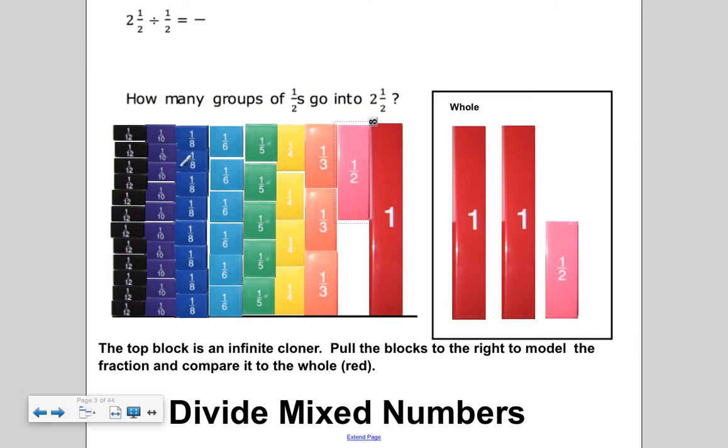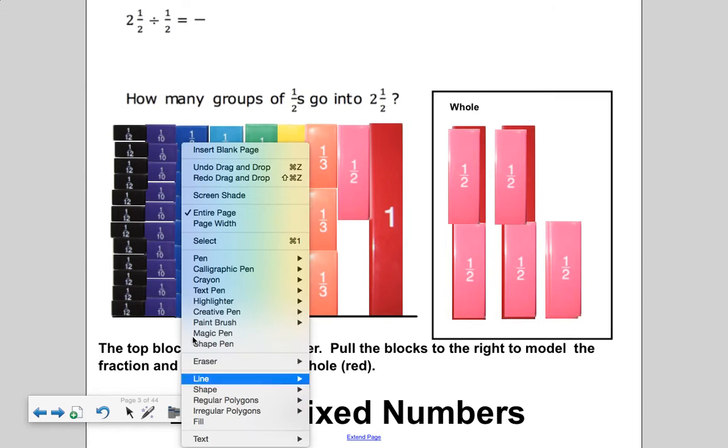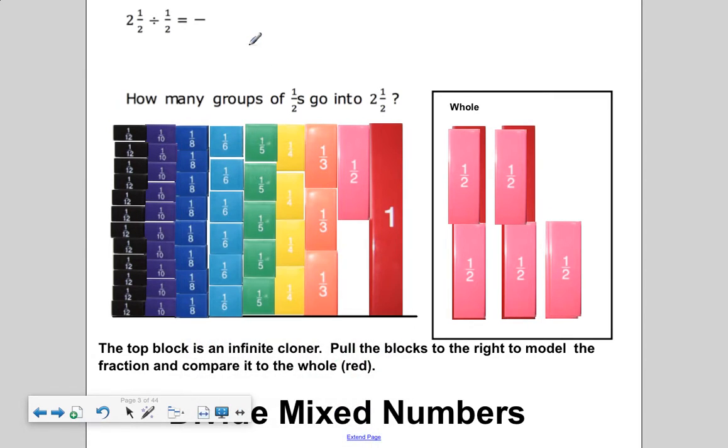So our first example shows 2 1/2 as noted by this picture. I want to divide it into halves. In other words, asking how many halves go into 2 1/2. So let's count. 1 group of half, 2 groups of half, 3 groups of half, 4 groups of half, 5 groups of half. So the answer is 5. There are 5 halves in 2 1/2.